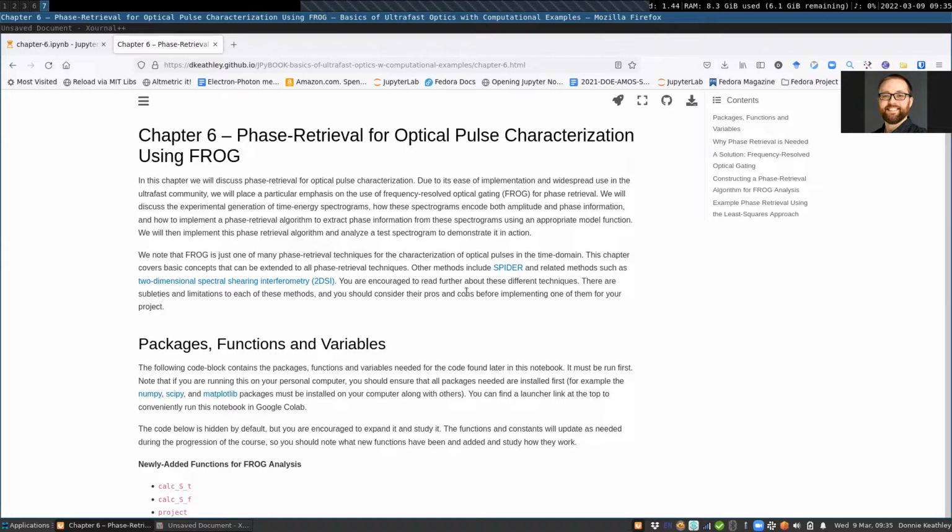Frequency resolved optical gating, or FROG, is probably the most common technique because it is quite simple to implement. That doesn't necessarily make it the best technique in every circumstance. There are pros and cons, of course. So definitely you should read around, and hopefully this spurs your interest more than anything in these techniques in general.